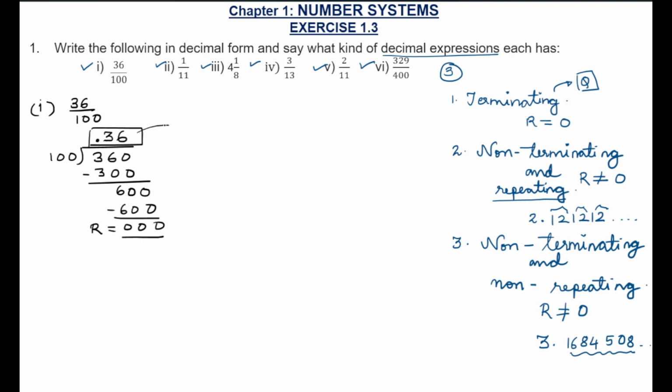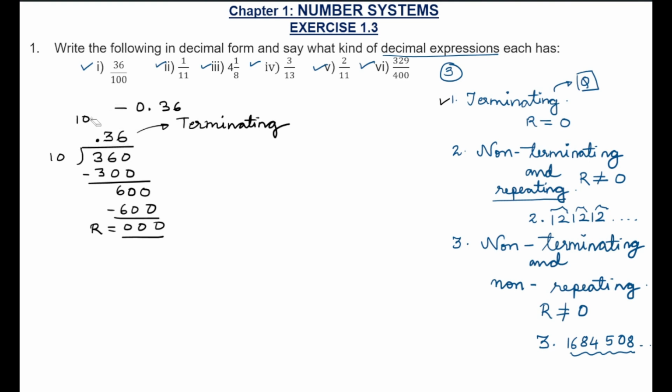Now if you look at the quotient, it comes under which form of decimal expression? It comes under terminating. Check the first one from here. It comes under terminating. So this decimal expression is terminating. Its value is how much? It is 0.36.